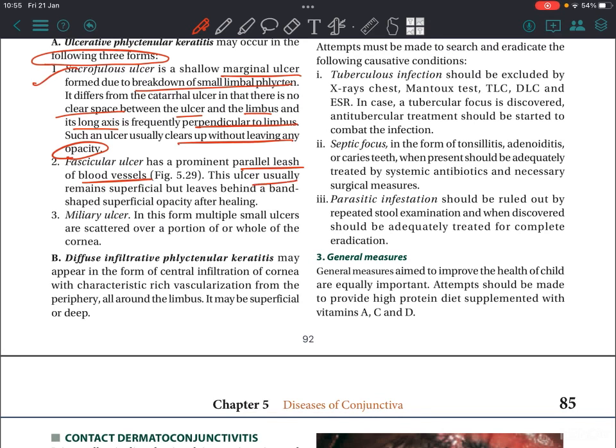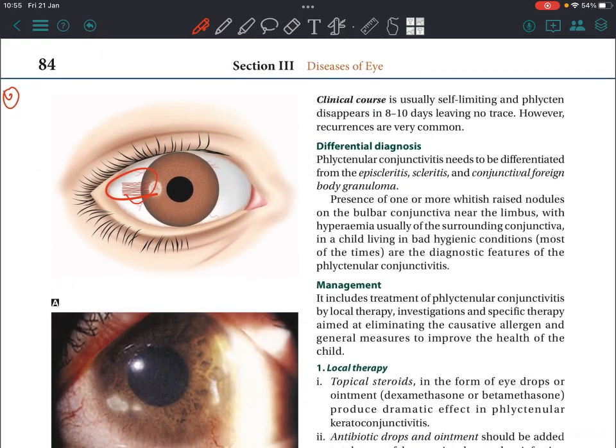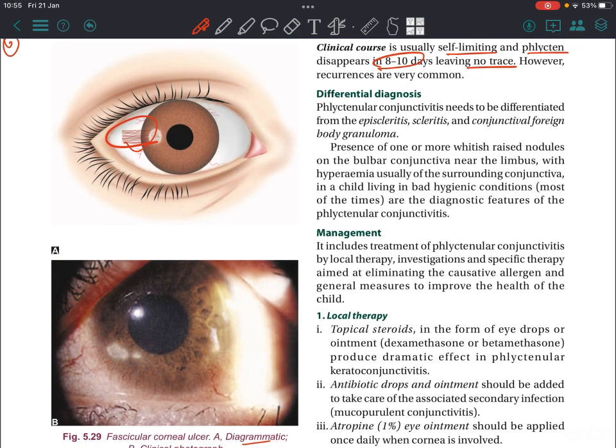And miliary ulcer. In this form multiple small ulcers are scattered over a portion or the whole of the cornea. Diffuse infiltrative phlyctenular keratitis may appear in the form of central infiltration of the cornea with characteristic rich vascularization from the periphery all around the limbus, and may be superficial or deep. Clinical course is usually self-limiting and phlycten disappears in 8 to 10 days, leaving no trace. However, recurrences are very common.